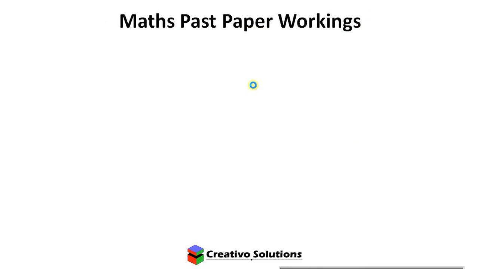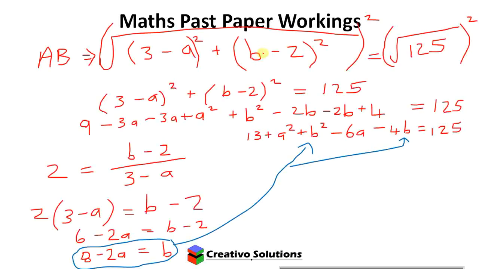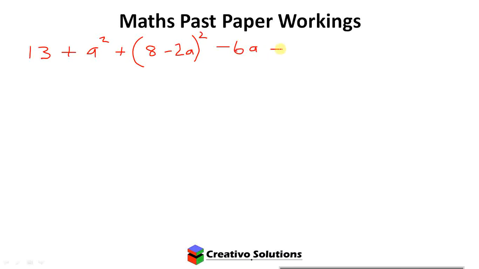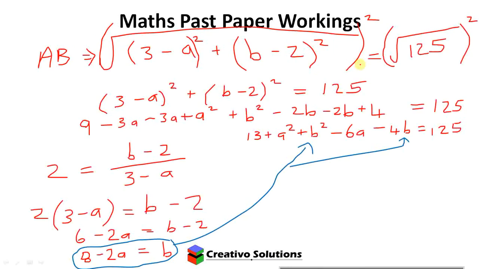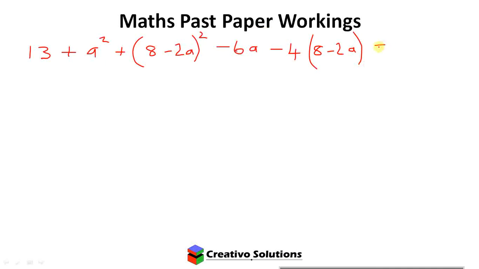What else do we have? Minus 6a. What else? Minus 4b. b we know is 8 minus 2a. All equal to 125. Okay, so let's simplify all of this. This will give me 13 plus a squared.